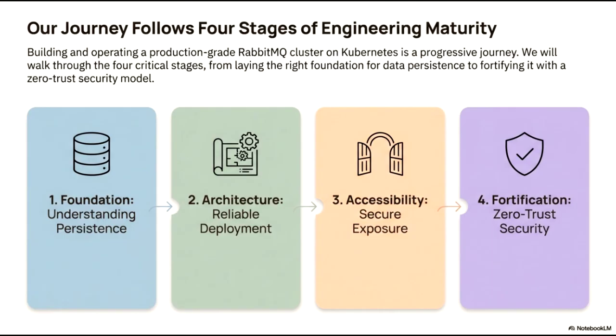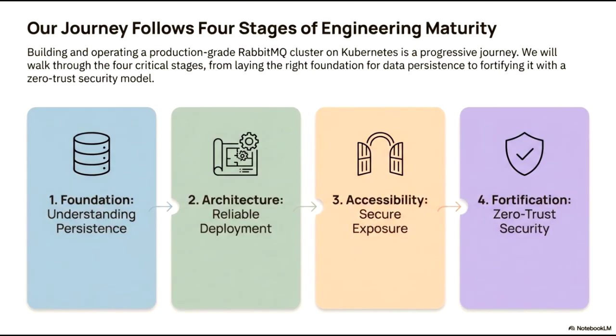Let's get started. Our journey to build and operate a production-grade RabbitMQ cluster on Kubernetes is a progressive path defined by 4 stages of engineering maturity. We will walk through this roadmap, starting from the initial foundation for data persistence and moving through to the final stage of zero-trust fortification. In Stage 1, Foundation, Understanding Persistence, we focus on the bedrock of our system. Here, we address the critical requirements for data durability and storage configuration, ensuring that our message data remains safe and recoverable.